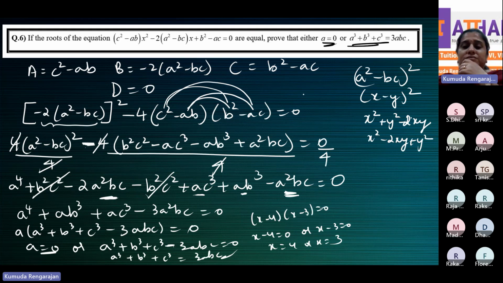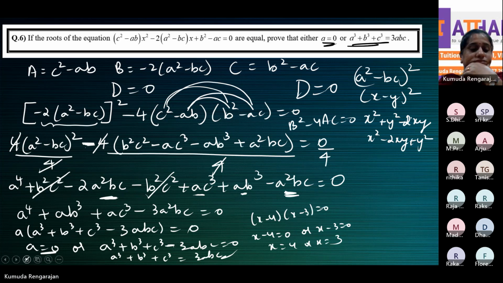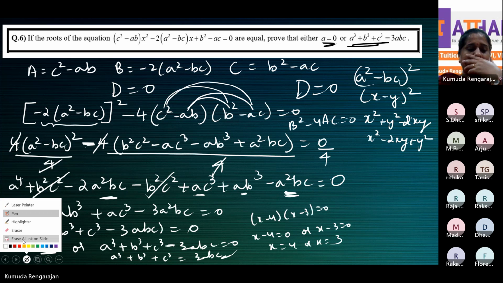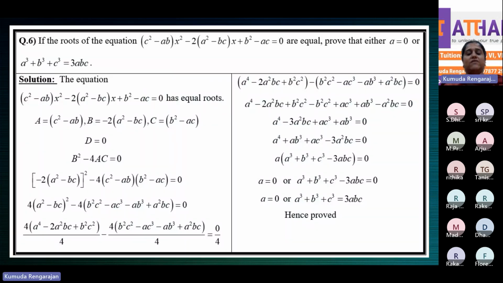But it's very, very simple. You just have to write this D is equal to 0. B square minus 4AC is equal to 0. Substitute the expressions and simplify. Have a look at the answer, children. Step by step, please go through and take a screenshot also. I'll just come back, children. Please go through this answer.